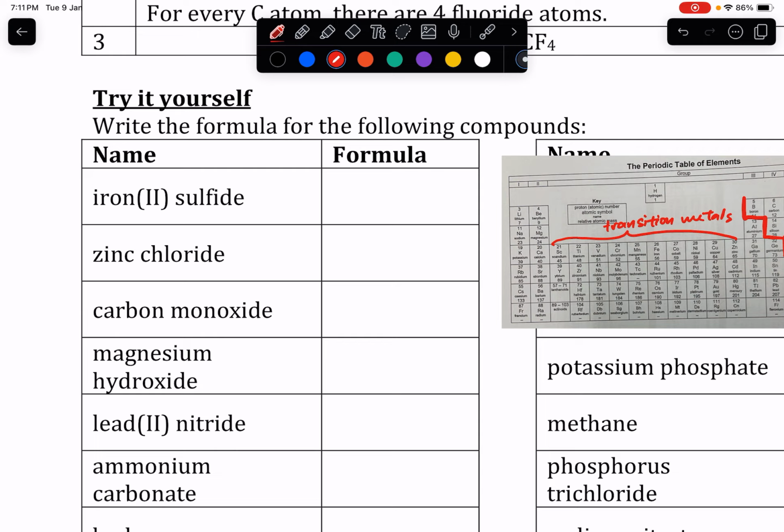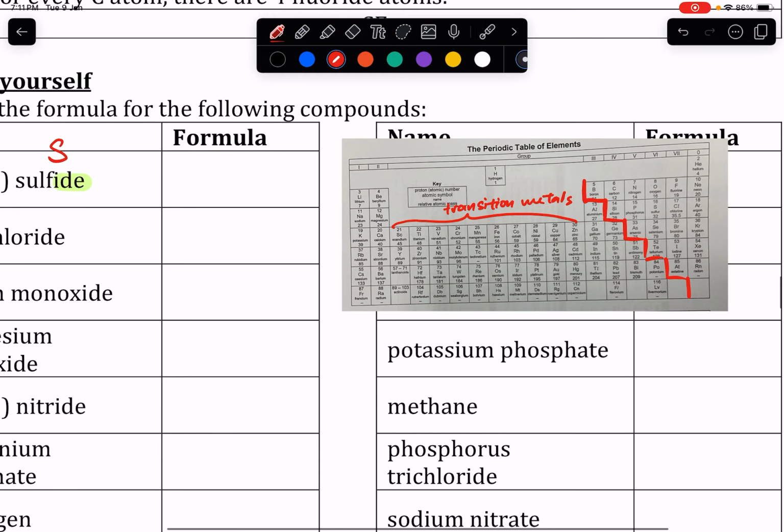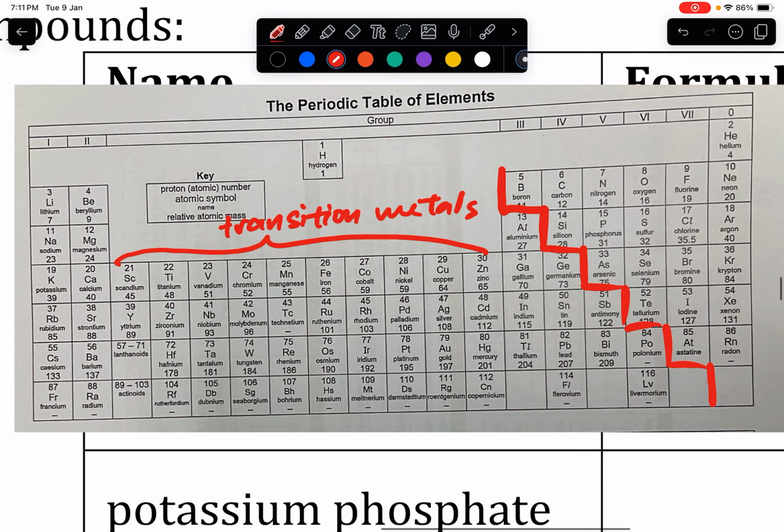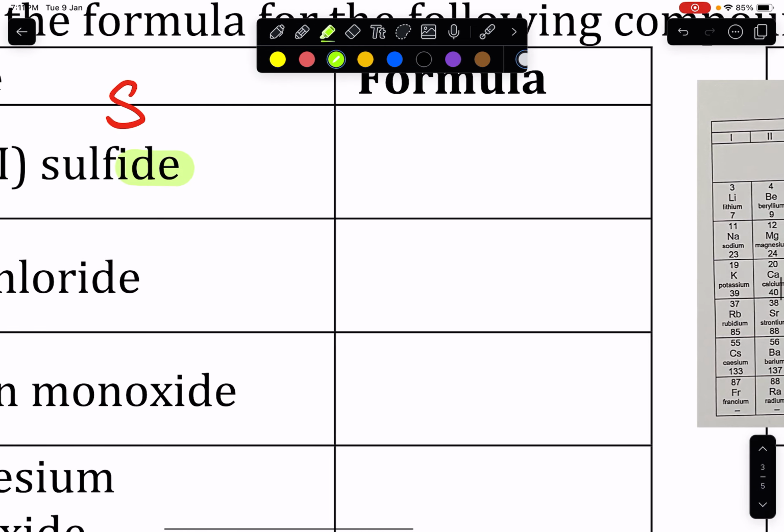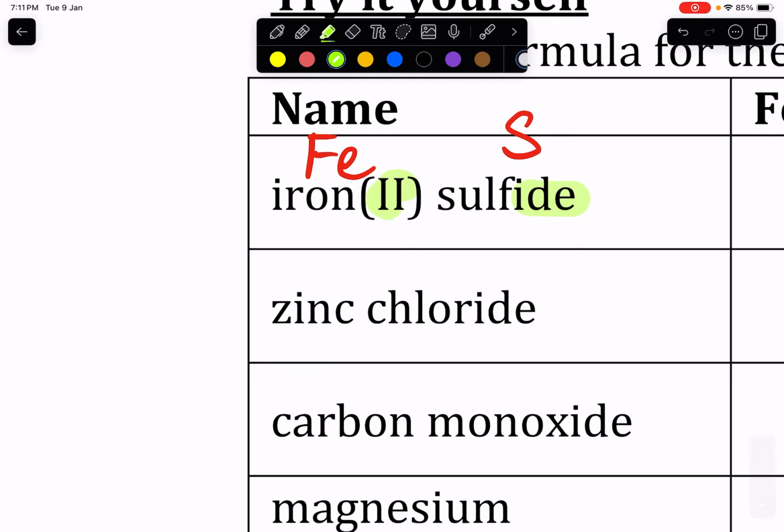So first question, iron 2 sulfide. Take note that it ends with IDE, which means it is sulfur forming an ion by itself. Then iron, Fe. Now, let's try and find these two elements in the periodic table. Iron is over here, sulfur is over here. We know that iron is a transition metal, and for a transition metal, there's no group number. I can't tell how many valence electrons it has, so I depend on these brackets to tell me what is the charge. So it tells me that it is 2 plus.